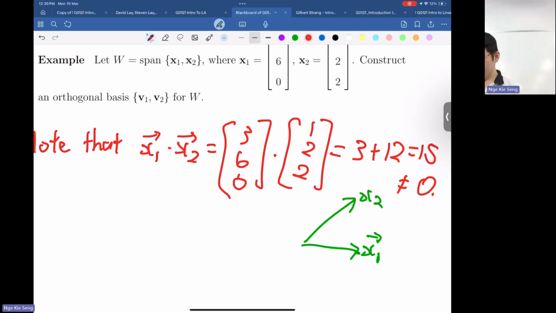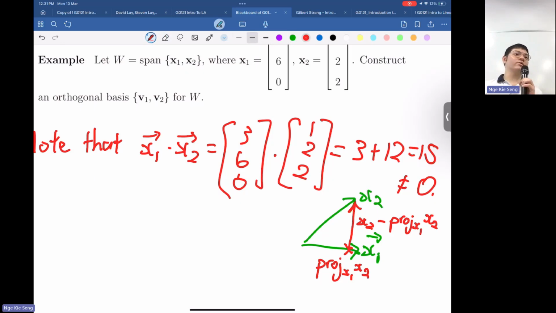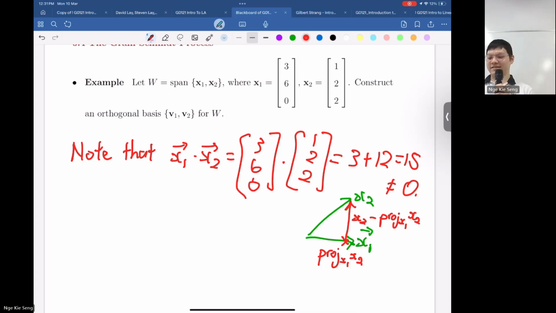Okay, so meaning you want to project your x2 onto x1, right? You project your x2 onto x1, and then you will find the orthogonal part, which is x2 minus the projection of x2 onto x1. So now, where is your orthogonal basis? What are the V1, V2 you can take here? You already did the orthogonal projection, right? So what are the V1, V2 you can pick here?